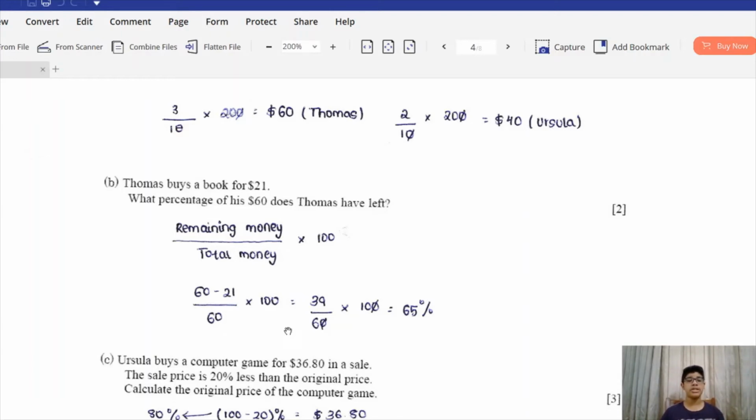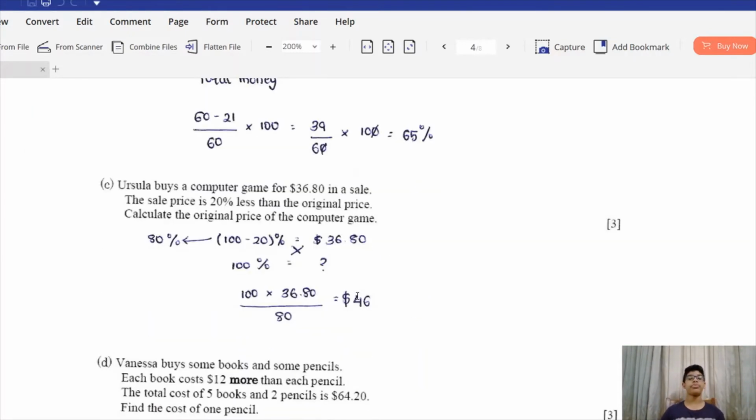So remaining money is basically subtract whatever you spent. So 60 minus 21 over 60 times 100. 60 minus 21 is 39, so just take 39 over 60 times 100, and we should get that the percentage he has left is 65%.